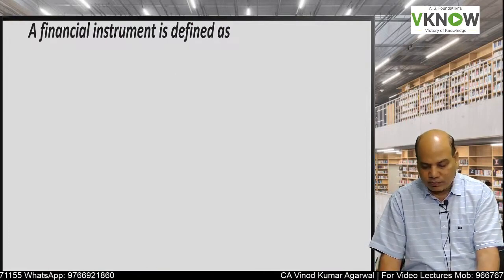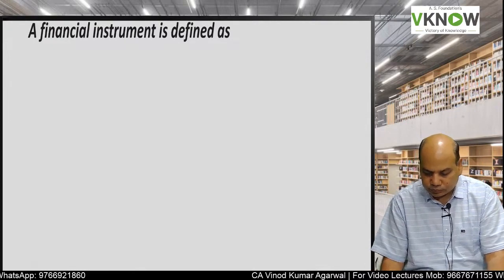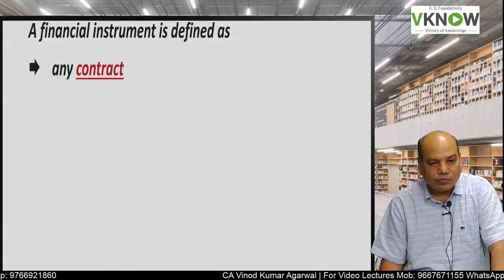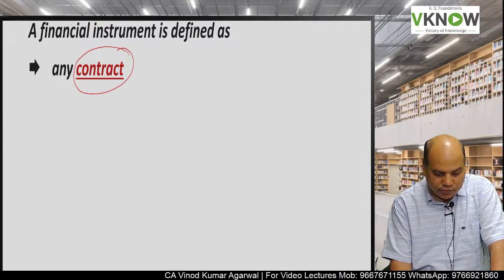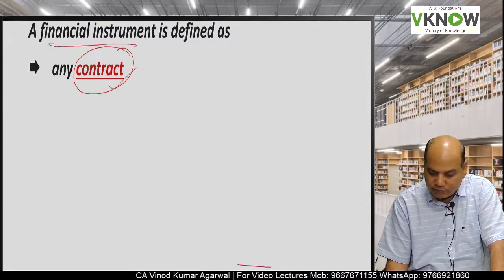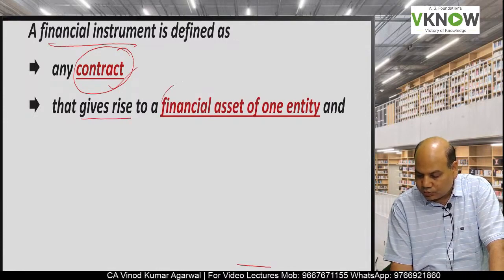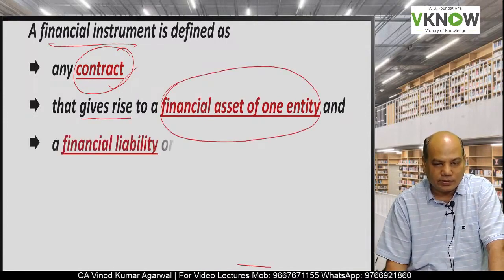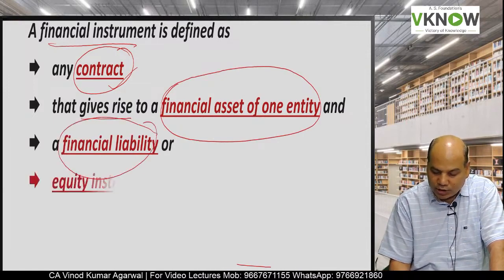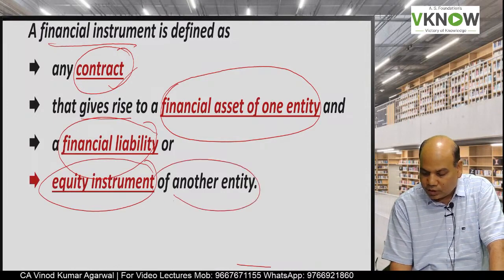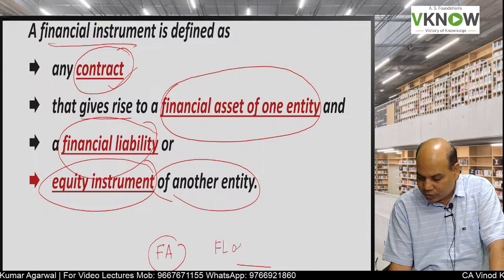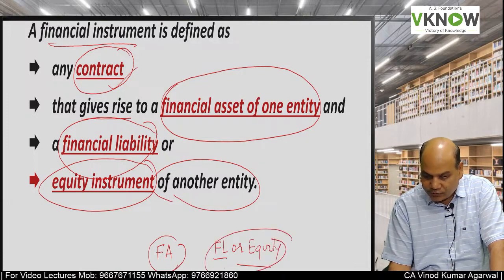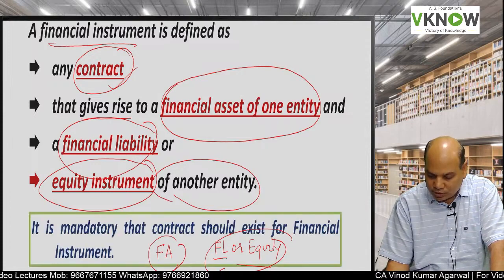So let us first deal with the definition of financial instrument. What is a financial instrument? A financial instrument is a contract. So the first feature of a financial instrument is that it should be a contract. The contract should give rise to financial asset for one enterprise, and it should give rise to financial liability or equity instrument of another entity. For one entity it is financial asset, for the other entity it should be either financial liability or equity. If this condition is satisfied, then this is a financial instrument.